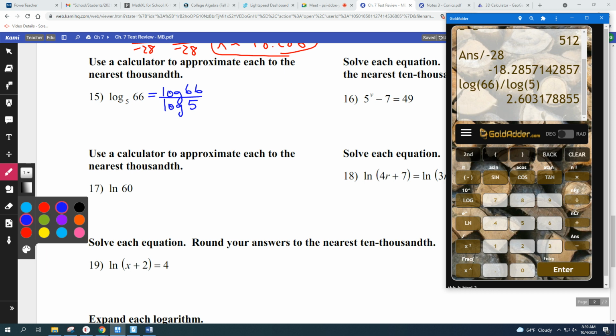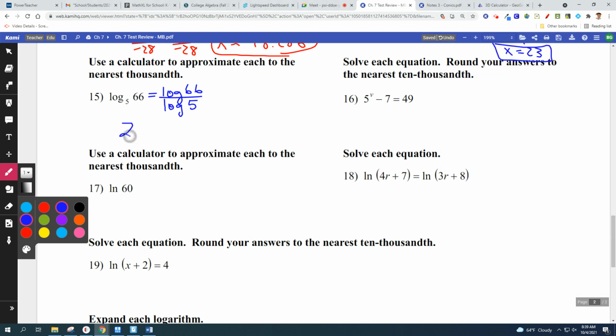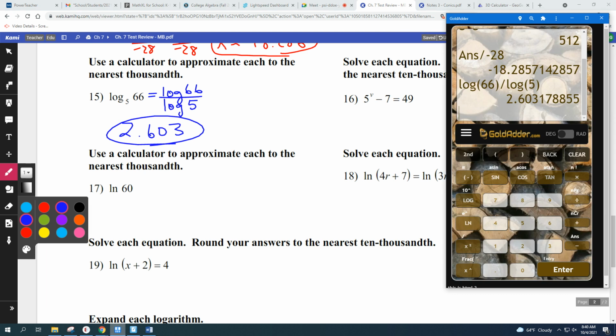2.60, it says round to the nearest thousandth, so that's 3 decimal places. 2.603. And so remember what you're doing. You're finding the exponent that makes 66. So if I do 5 to the answer, that's 66. Only reason it's off is because of the rounding. Okay.